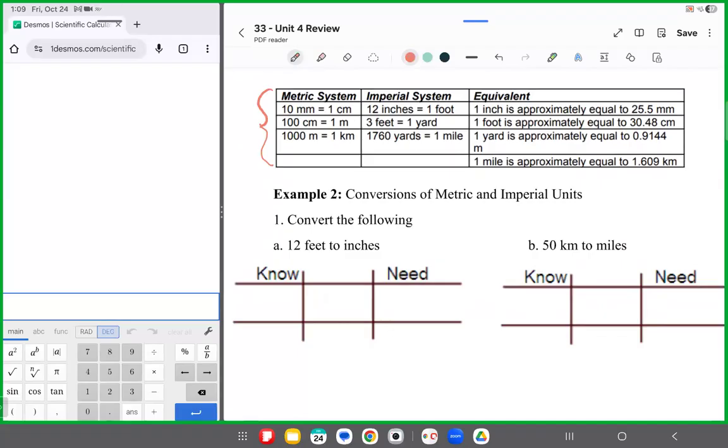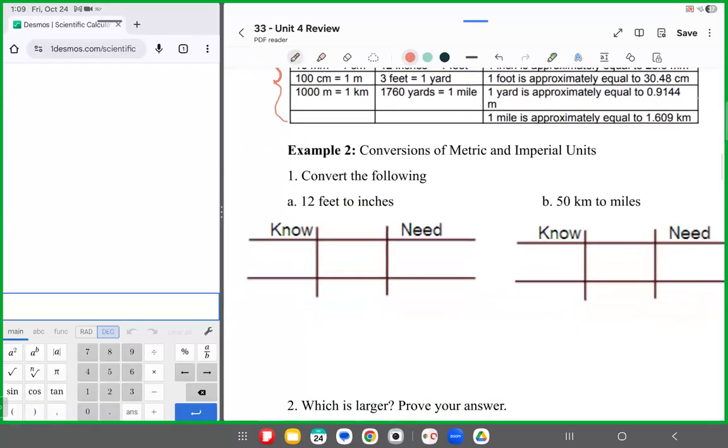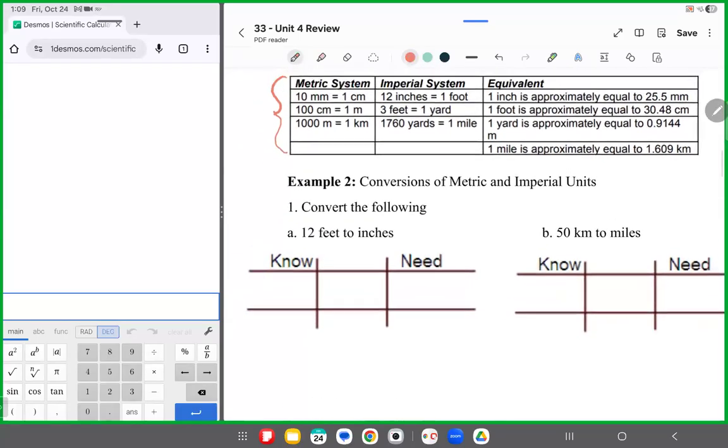Okay, so for this first one here, we want to convert 12 feet to inches. And so we know that 12 inches is equal to 1 foot. So it doesn't matter how you fill this part out. So we can say 12 inches is 1 foot.